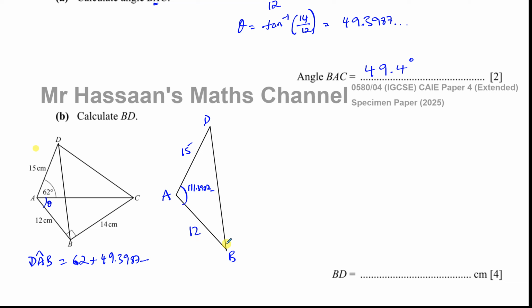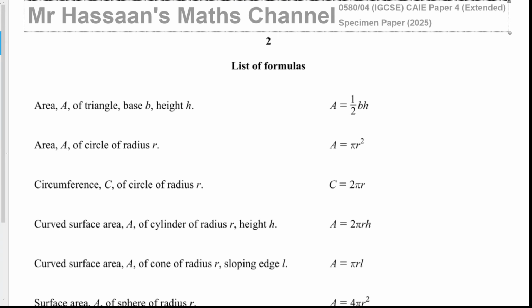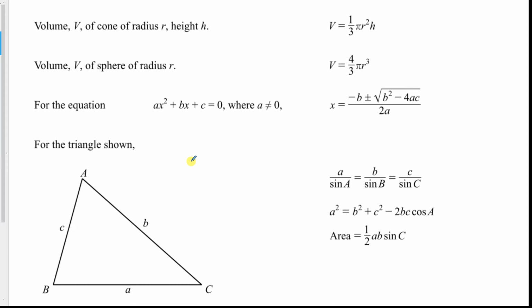So this is a classic case of using what's called the cosine rule. When you have two sides and the angle between the two sides, you can find the third side using the cosine rule. The formula is actually given to us in the paper, although after a bit of practice, I'm sure you won't need to refer to it. A squared equals B squared plus C squared minus 2BC cosine A.